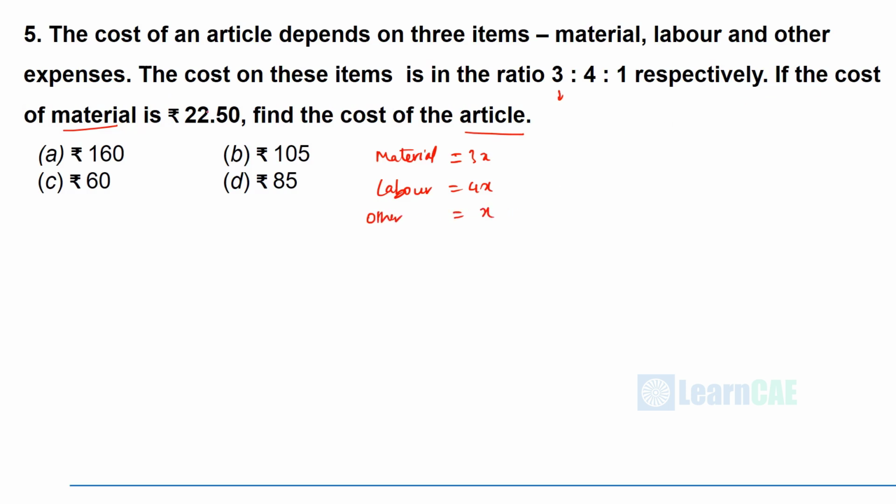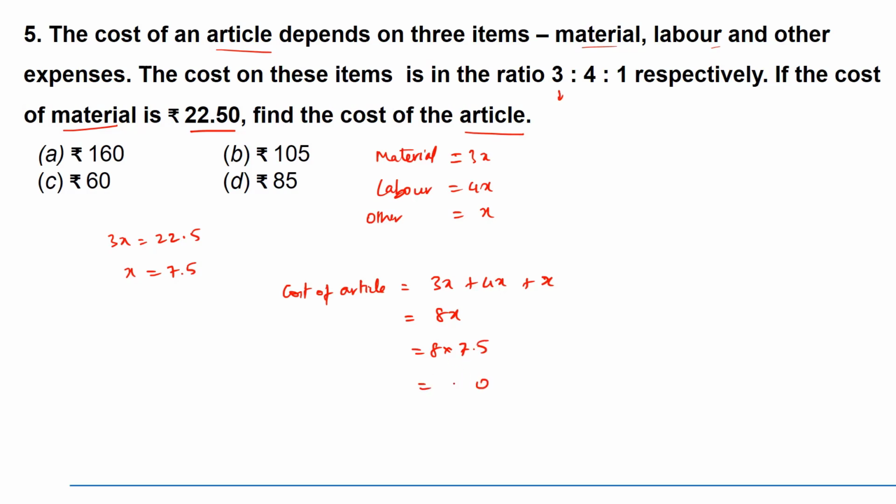They are saying the cost of the material is 22.5. That is 3x is equal to 22.5. So we can divide this. x is equal to 7, 1 is the remainder, so 7.5. They are asking the cost of the article. Cost of article is 3x plus 4x plus x. That is, the article depends on 3 items: material, labor and other expenses. So this will be sum of all 3, that is 8x, which is equal to 8 into 7.5. 5 8s are 40, 7 8s are 56, plus 4 is 60. Okay, so the answer is 60 rupees.